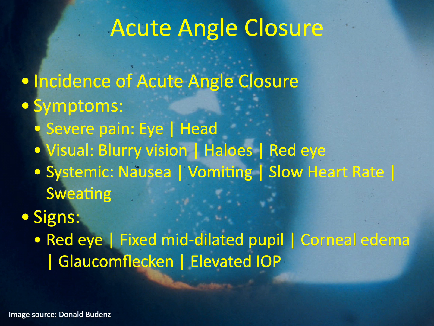Medications may stabilize the situation until an ophthalmologist assesses the patient, noting a red, fixed, mid-dilated pupil, corneal edema, glaucomflecken, and high intraocular pressure. Acute attacks are horrible. Subacute or chronic angle closure can occur with minimal symptoms, such as intermittent blurry vision, mild pain, or nothing. Yet they can lead to progressive optic nerve damage and irreversible vision loss.